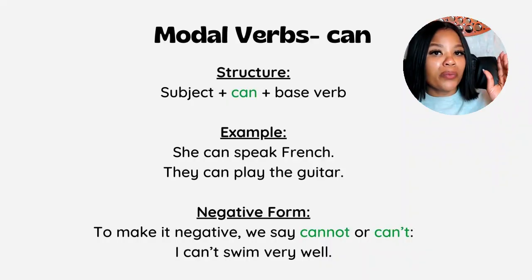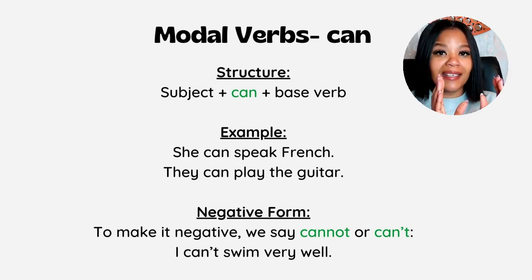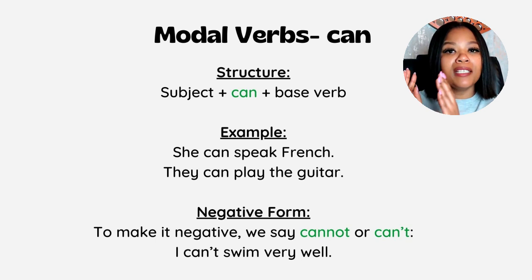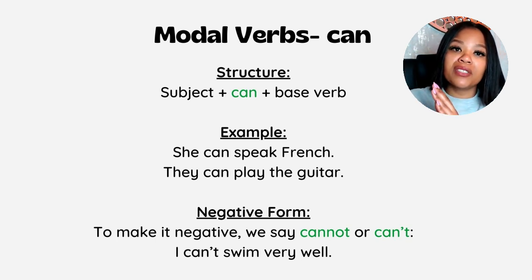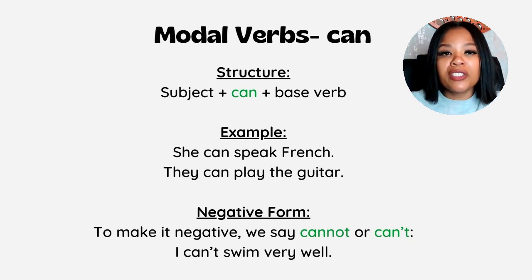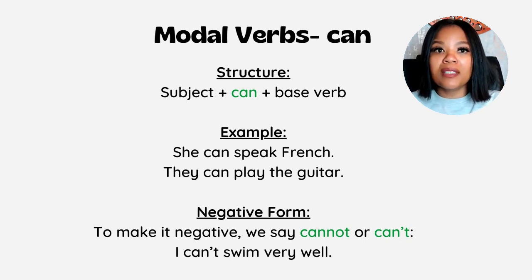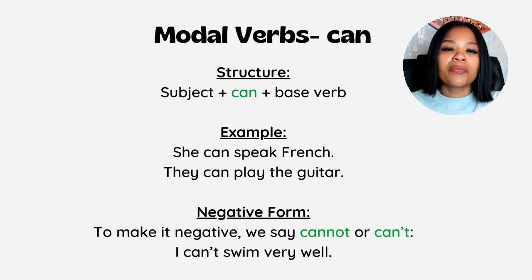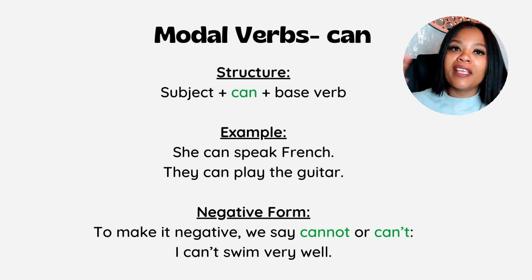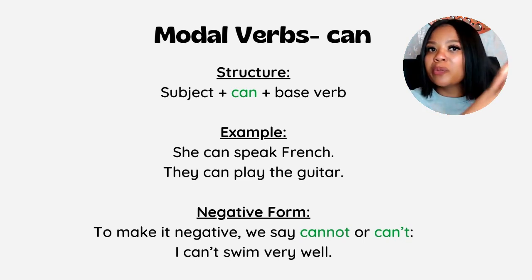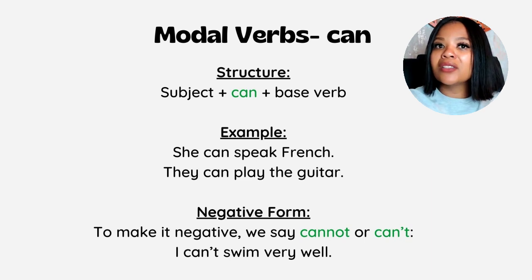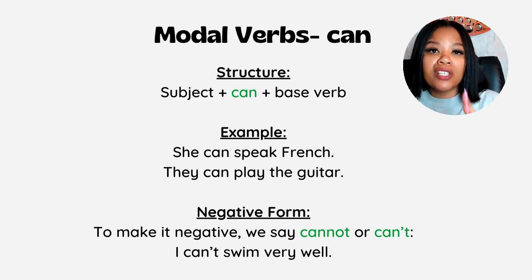Here is the structure of how we can use modal verbs. So we will start with the subject plus can plus your base verb and then the rest of your sentence. Here's an illustration. She can speak French. This is her ability to speak the French language. They can play the guitar. So this group of students can play the guitar. So we say they can play the guitar.